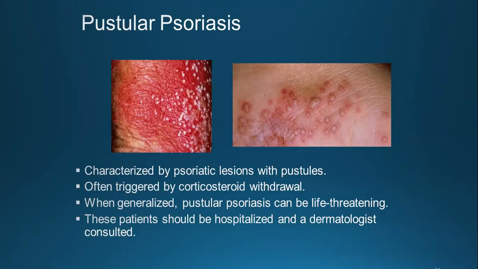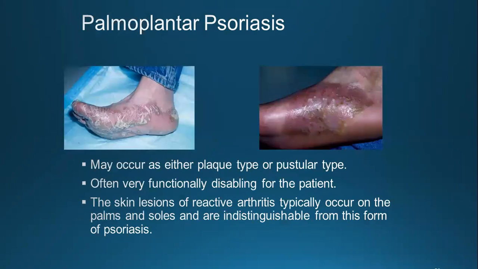Pustular psoriasis. It can present in two ways: psoriatic lesions, plaques with pustules, or plain pustules. It is often triggered by corticosteroid withdrawal, potent steroid withdrawal. And when generalized, pustular psoriasis can be life-threatening and needs hospitalization. These patients require hospitalization along with a dermatologist consultation.